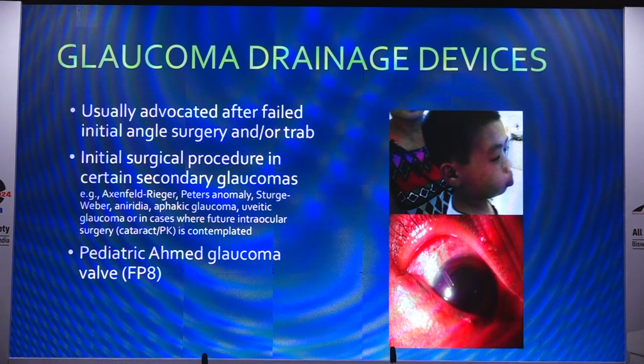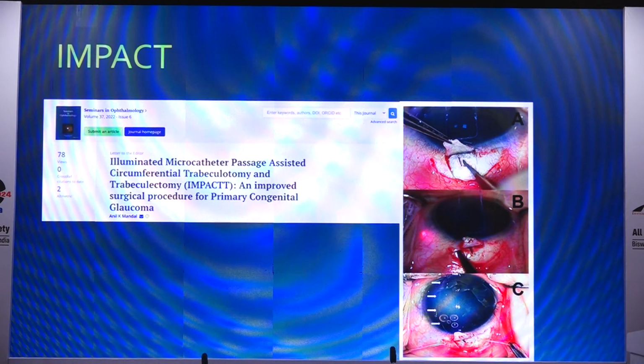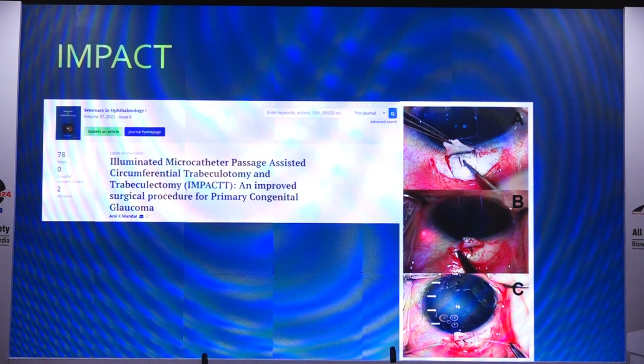And in cases where the first surgery has failed, we can go for the glaucoma drainage devices. There are certain settings where the glaucoma drainage device can be used as a primary surgery, for example in Axenfeld-Rieger anomaly or in Sturge-Weber syndrome, and the implant used is either a pediatric Ahmed glaucoma valve, or we can use the other implant. Now, a new technique has been popularized by Dr. Mandal, and I'm sure he will show it in his presentation. This is called the IMPACT, that's illuminated microcatheter passage assisted circumferential trabeculotomy and trabeculectomy.